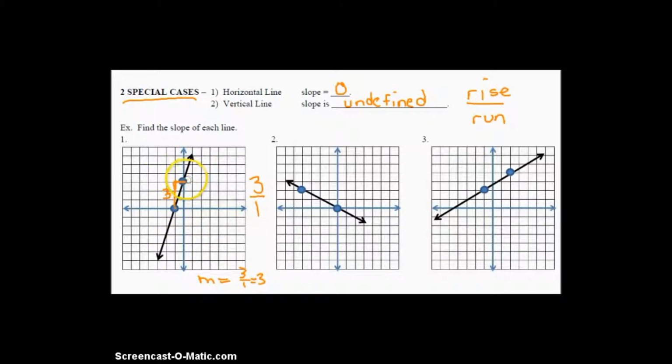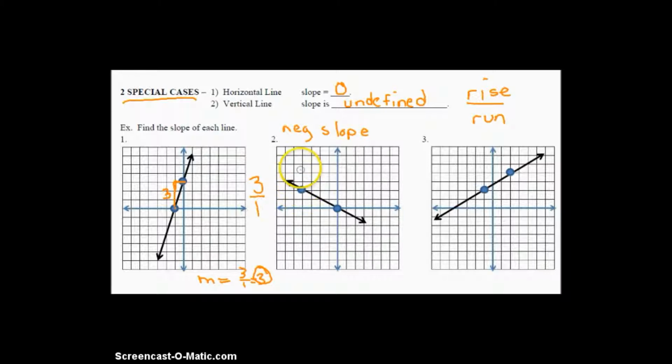Up 3 over 1. Okay, this is a positive 3, right? So how did I know beforehand that it was going to be a positive number? Good, because this is a positive slope. It's going up when we read it from left to right. Taking a look at number 2, right off the bat, is it going to be positive or negative? This is going to be a negative slope. Okay, so negative slope. Keep that in mind. If you do not get a negative slope, you did something wrong.